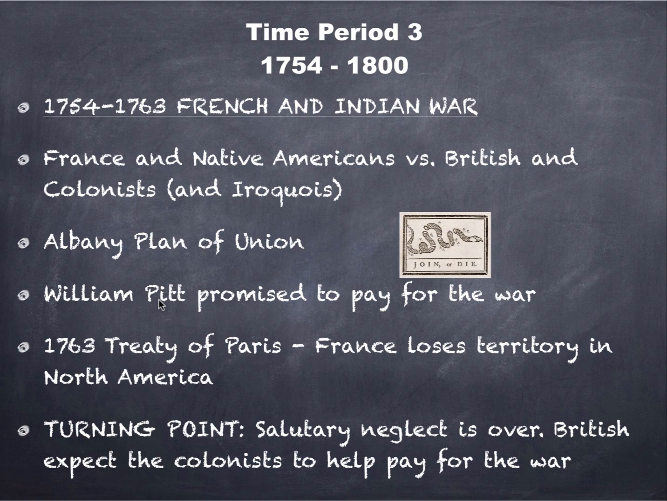The war ends with France losing considerable territory in North America, and here's what everybody should know. This is a turning point. So before the war, there were laws called Navigation Acts, but they were not well enforced. That is called salutary neglect. Now, because the British Parliament needs money to pay for the war, they're expecting the colonists to pay taxes. Salutary neglect is over. This leads to tension between the British and the colonists, even though William Pitt had made that promise. So there's your overview.